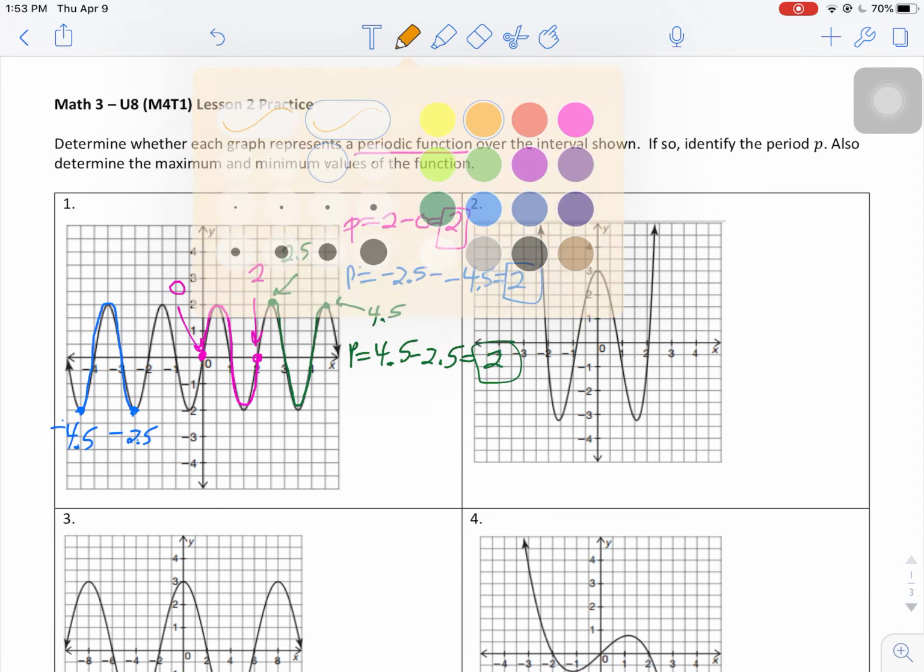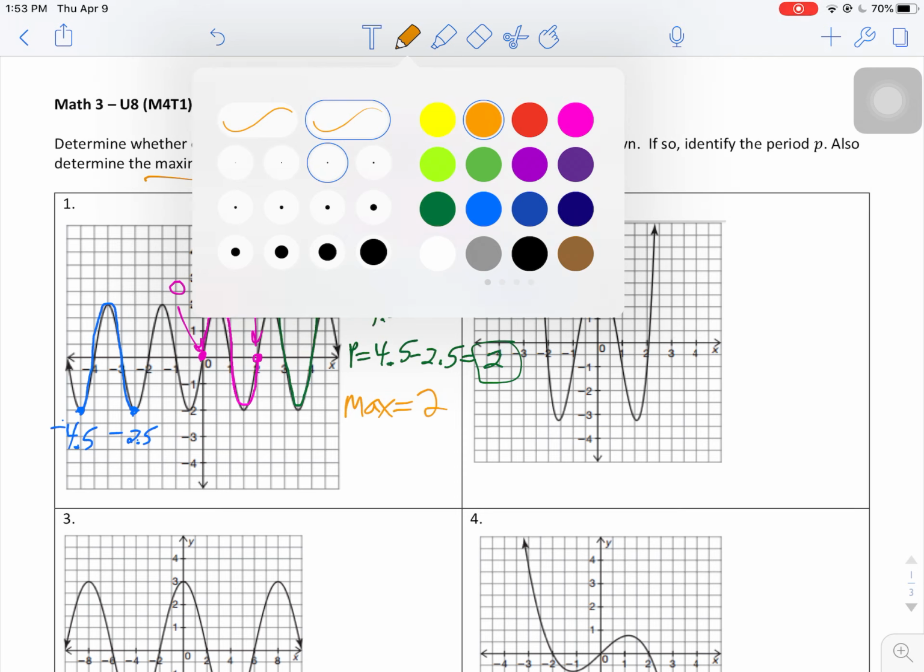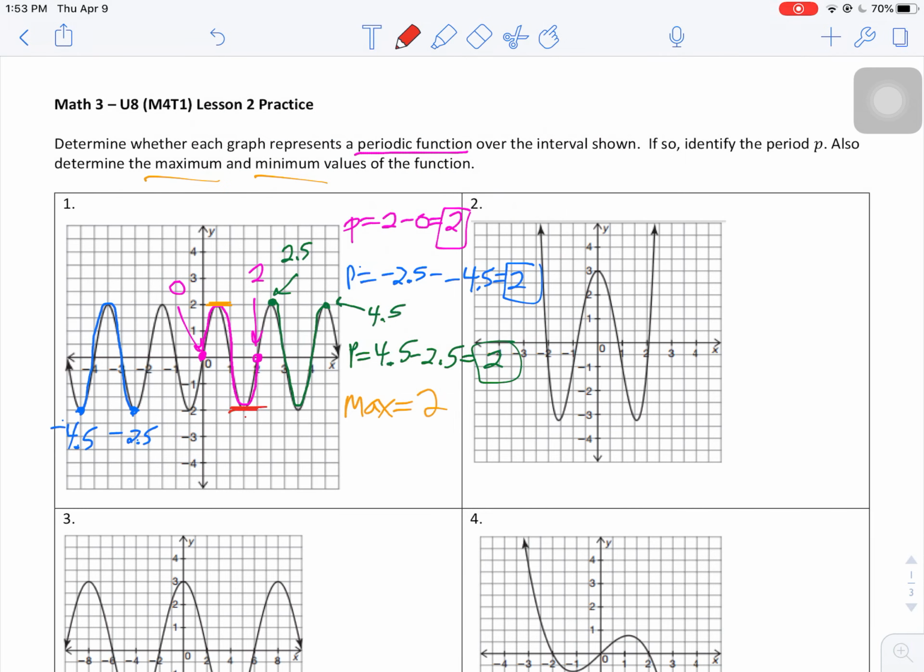They also want us to find the maximum and minimum. So for your maximum, you're just jotting down the largest y value. So basically right here, this is a y value of 2. And then for minimum, you just want the lowest y value. So that lowest y value is -2.